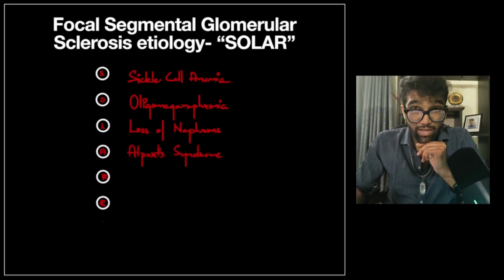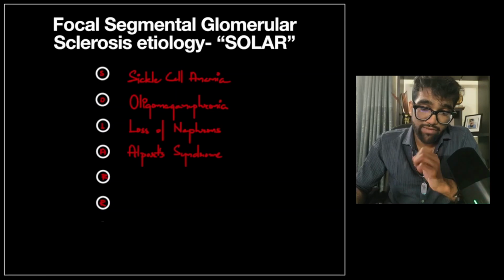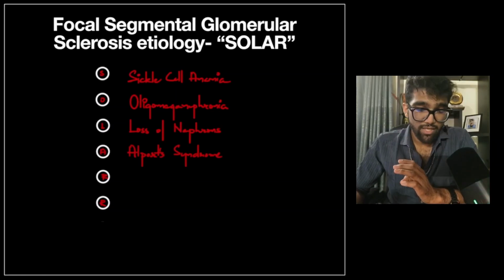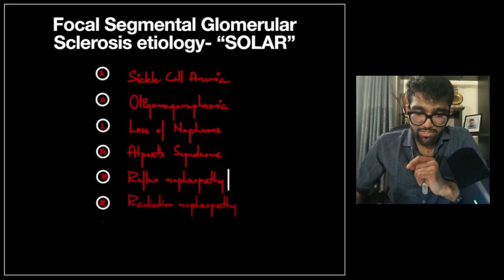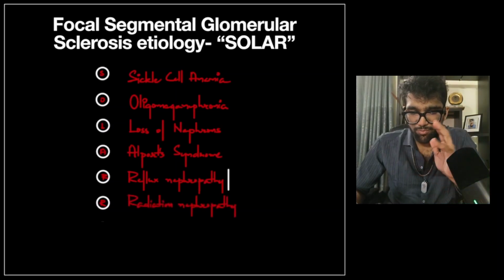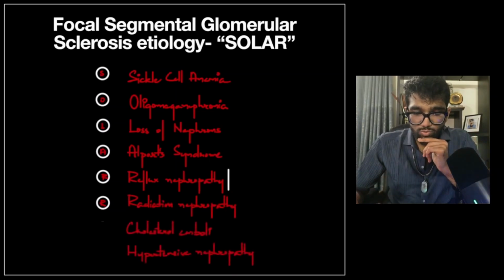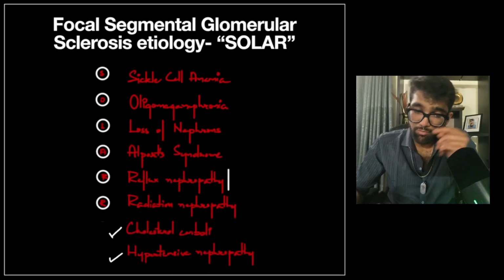A stands for Alport syndrome. And this is very important. Alport syndrome can eventually result in FSGS. R stands for reflux nephropathy, and again R stands for radiation nephropathy. Okay, so radiation nephropathy is not very clinically relevant to an internist, but otherwise, yes. Now, there are two other causes. Hypertension I've already discussed. There is recurrent cholesterol embolization also.